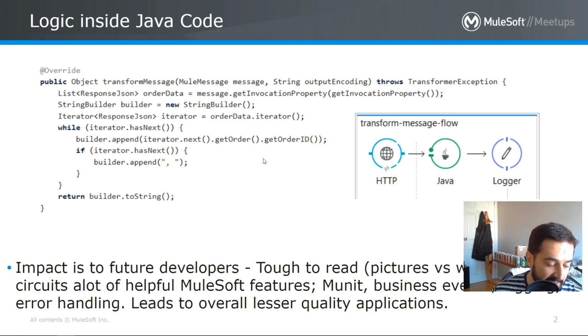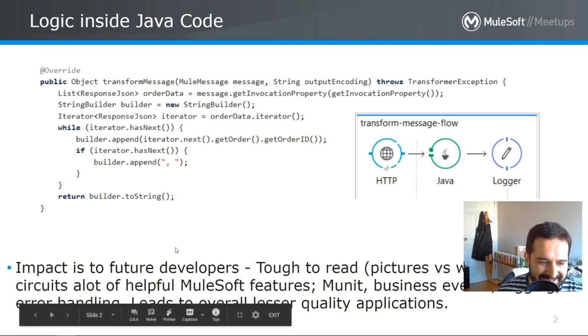So MuleSoft itself is written in Java, but it's a level of abstraction. You could, if you want, technically rewrite all of MuleSoft's features in Java, but it's going to take a lot longer, be more error prone, and less manageable in the future. So overall, you're just leading to a lesser quality application. It's tougher to understand. It takes more knowledge to update.